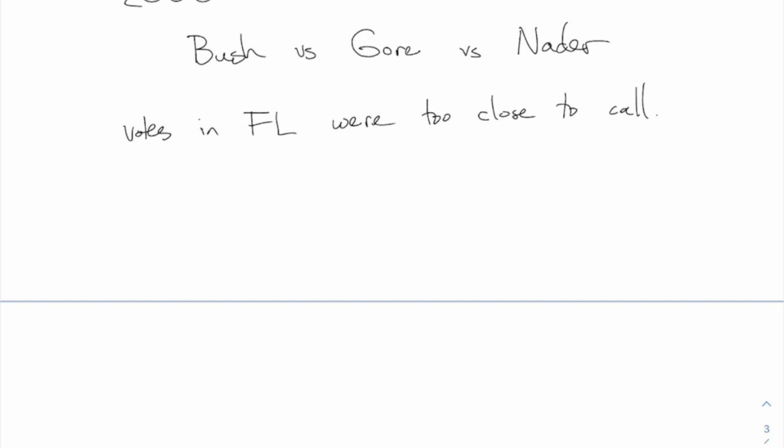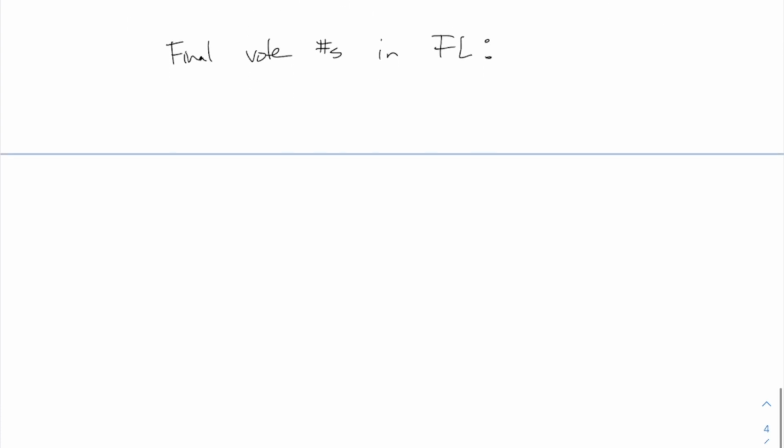Anyway, the votes in Florida, can I just tell you the final vote numbers? This is in Florida, because that's the only numbers that ended up mattering in the end. Bush gets 2,912,790. These are the official numbers if you look them up on Wikipedia or whatever. These are the numbers that they ended up with by the end. It took them several weeks to count all the votes. Those were the votes for Bush.